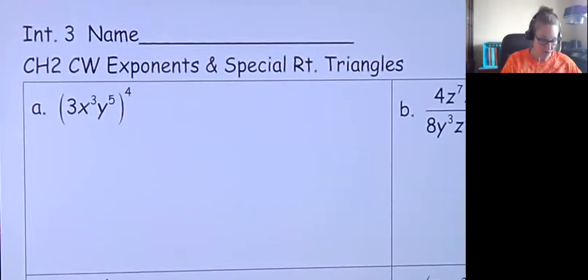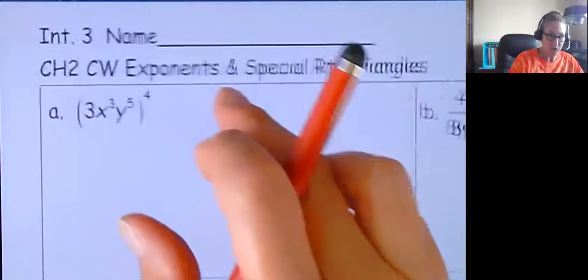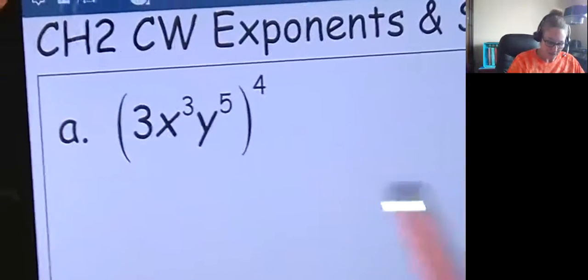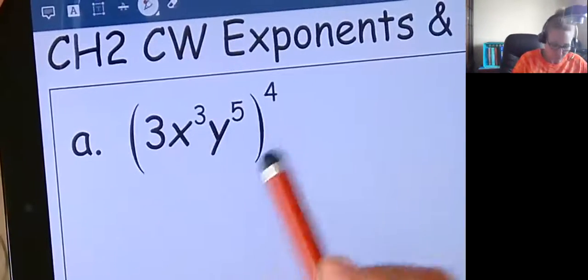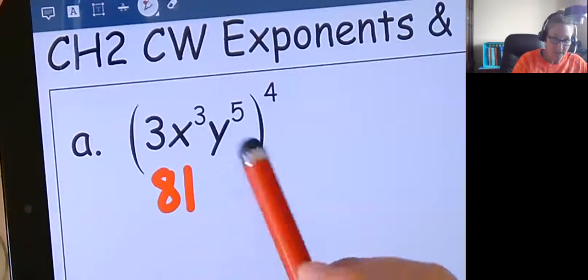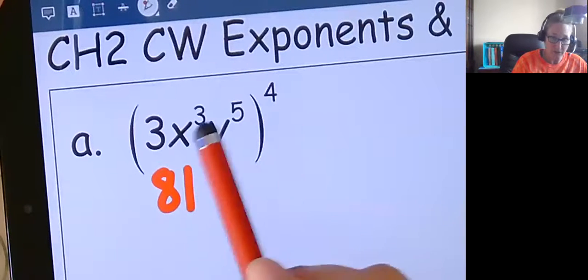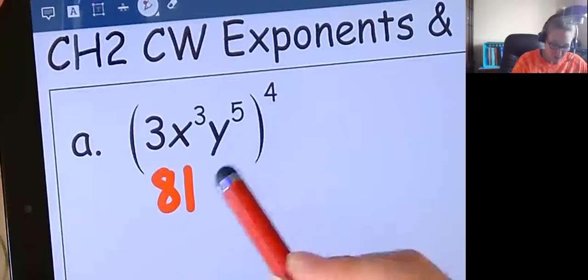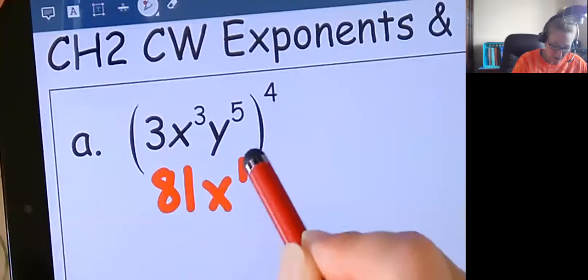So this video is on Chapter 2 classwork, exponents and special right triangles. In this first problem, we need to raise everything to the fourth power. So 3 to the fourth is 81. When I have x to the third raised to the fourth, I call that power to power, and power to power means we're going to be multiplying those. So that's x to the 12th.